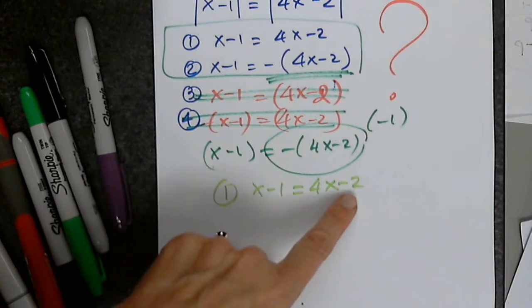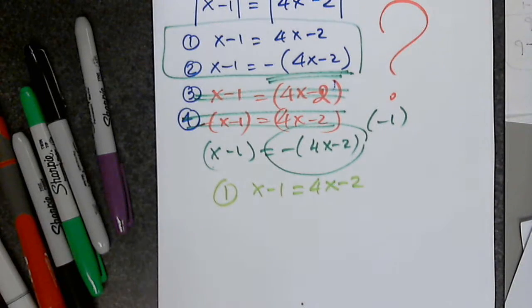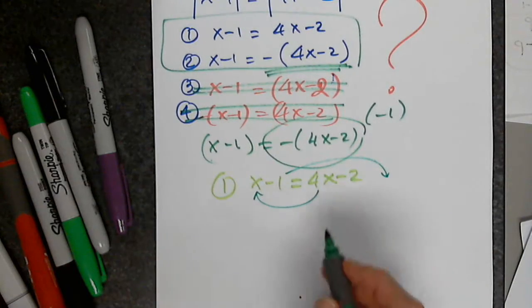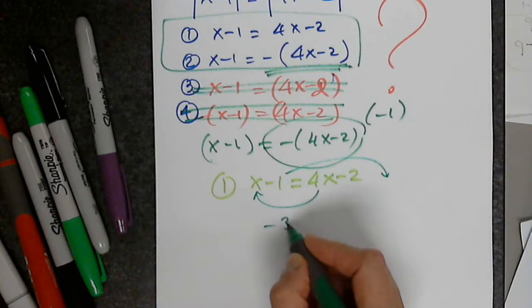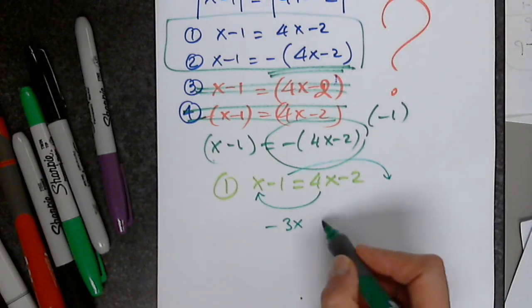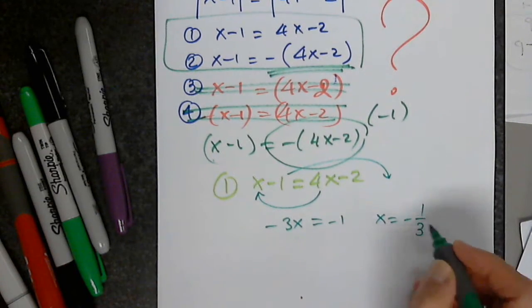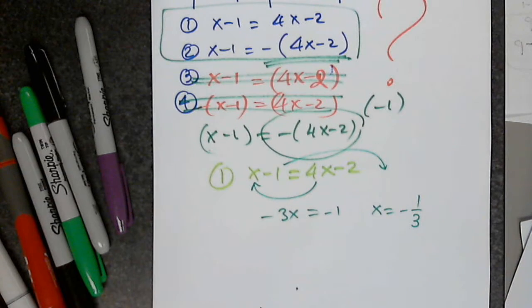Can anyone comment on what type of equation it is? Linear, of course. So then I have to move x. Do whatever you want; you don't have to wait for me. I'm going to subtract 4x and I get negative 3x. And I'm going to add 1 and I get negative 1. So I have x equals negative 1/3. Don't wait for me. You solve it the way you like.